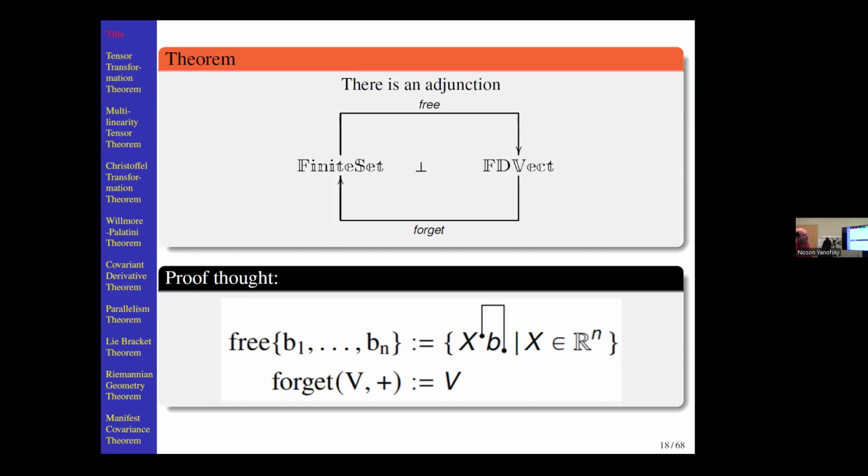So you get an adjunction. It's a set, but it's a finite set. The dimension? It's a cardinal, of a finite dimensional vector space. Yeah, the dimension is a set, yes.